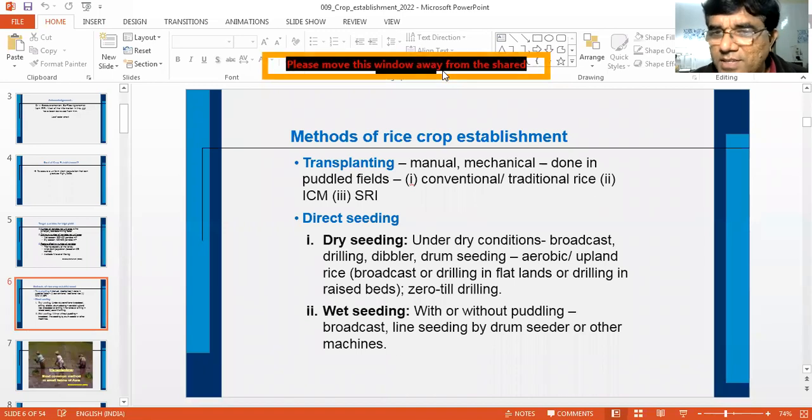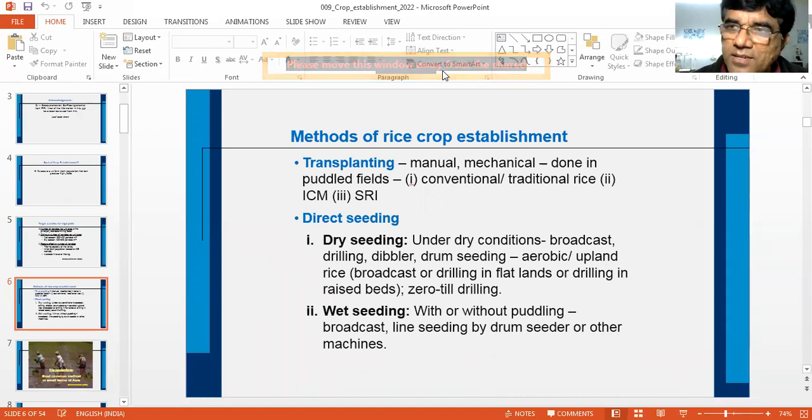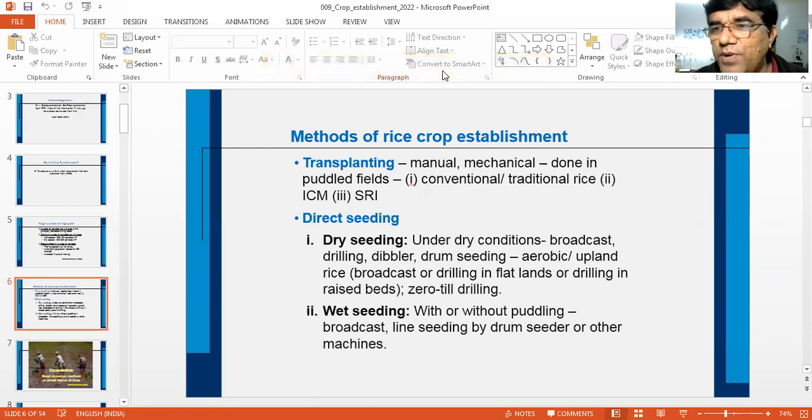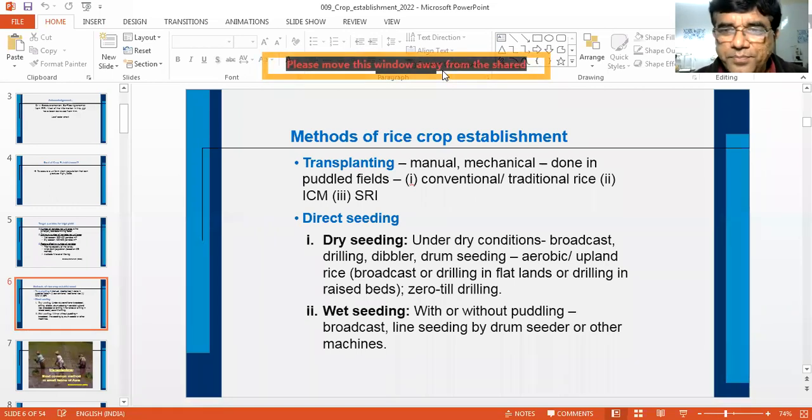Aerobic and upland rice can be grown in broadcast or drilling method in flatlands, or drilling can be done in raised bed. Zero-till drilling is also direct seeding. So wherever you directly sow the seed into the soil or onto the soil, that is your direct seeding under dry conditions. In wet seeding, with or without puddling, you can go for puddling and then you seed in rows or you broadcast it. You can do in rows by drum seeder or some other implements. Broadcast, or line seeding by drum seeder or other machines.